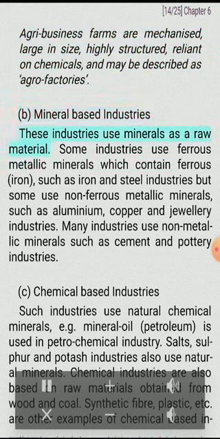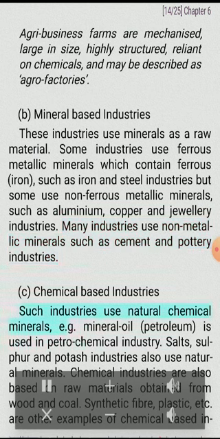B. Mineral-based industries. These industries use minerals as a raw material. Some industries use ferrous metallic minerals which contain iron, such as iron and steel industries, but some use non-ferrous metallic minerals, such as aluminium, copper and jewelry industries. Many industries use non-metallic minerals such as cement and pottery industries.